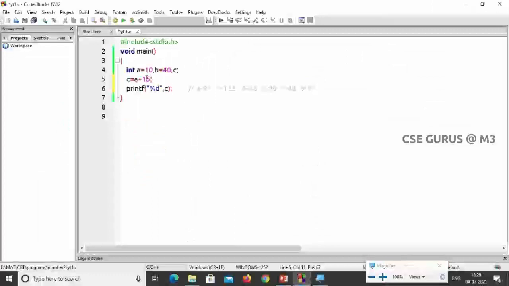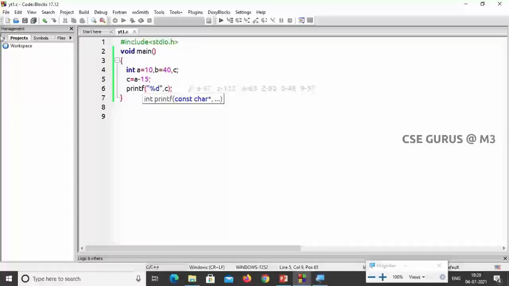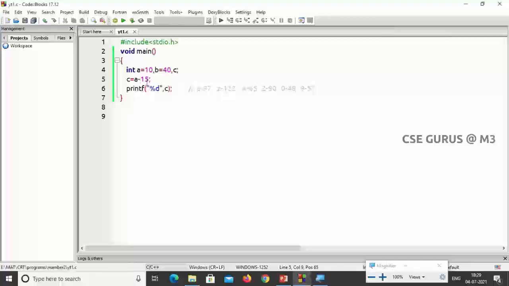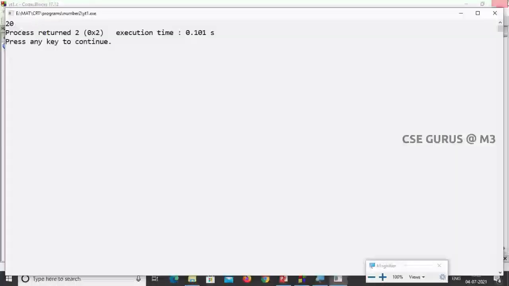Now the same rules whatever I have done are applicable for minus. Instead of plus you can do subtraction. So this will become 10 minus 15, which is minus 5. We'll see that output. Yeah, minus 5. Same thing you can implement here. So if I write C equals, let us suppose, A minus B, 60 minus 40, which is 20. Yeah, 20, it is fine.